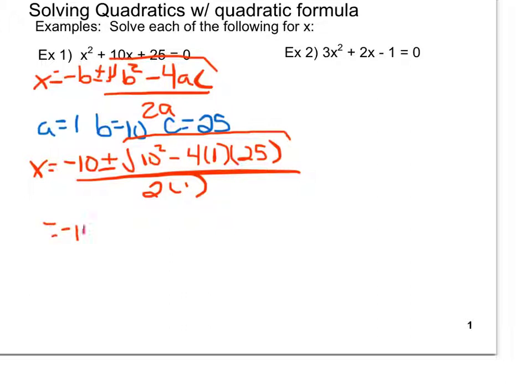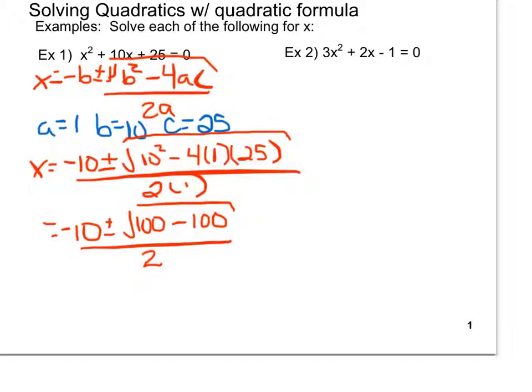So now I'm left with, back to my original problem, negative 10 plus or minus the square root. I know that 10 squared is 100. The sign belongs to the number, so I'm going to say negative 4 times 1 is negative 4 times 25 is negative 100. You can also drop the minus sign down and do 4 times 1 times 25. It will not change your result. All over 2 times 1, which is 2.